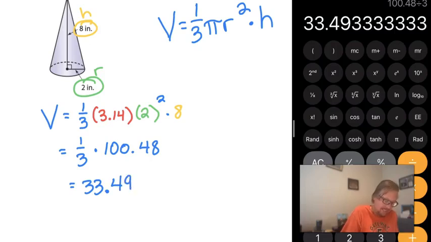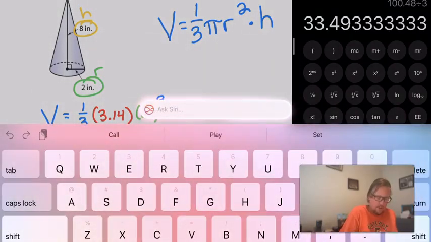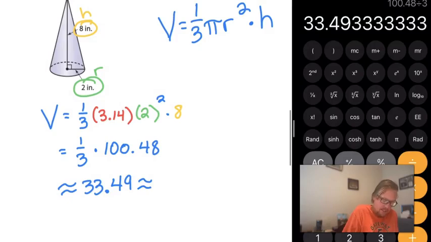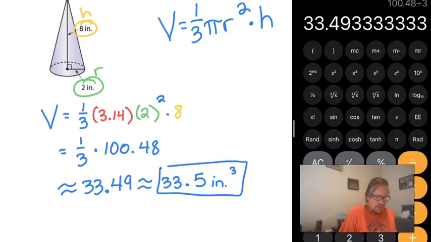33.49 approximately. And so when I round that to the nearest tenth, oops, no, not you. When I round that, I get 33.5. My unit is inches. And since this is volume, the units are cubed, inches cubed.